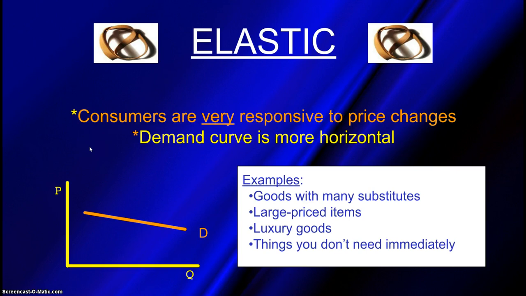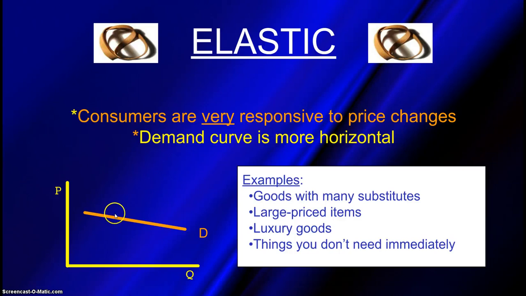The other type of good is called an elastic good. Just like a rubber band is stretchy, for goods that have elastic demand, the quantity demanded, or the amount people want to buy, stretches a lot when the price changes just a very small amount. So consumers are very responsive. Their demand is very stretchy when we have even small price changes.